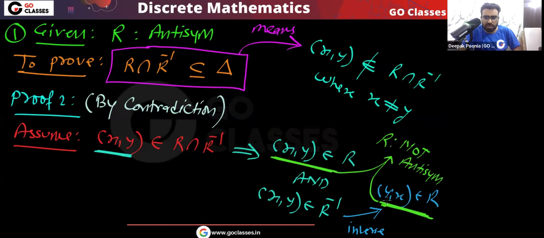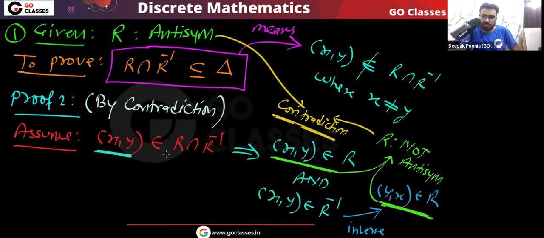Because xy belongs to R, yx also belongs to R, where x and y are different. So R is not antisymmetric, but it is given that R is antisymmetric. So there is a contradiction. Yes or no? So you can see there is a contradiction here.